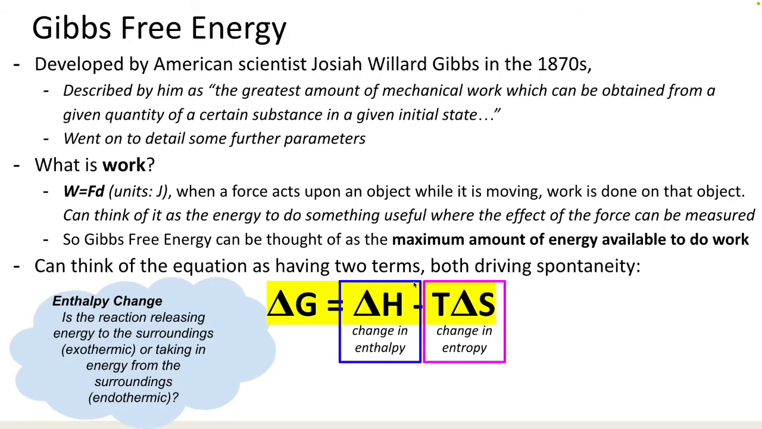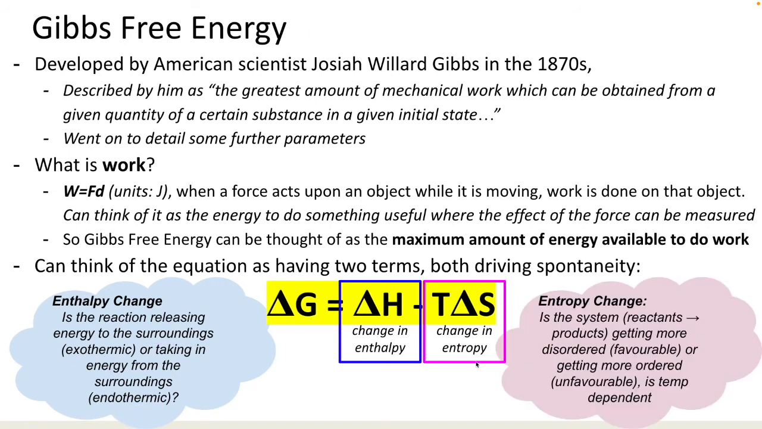So let's have a look here. If we make our Gibbs free energy the subject of the equation again, it's dependent on the enthalpy change. So is the energy being released to the surroundings? Is it exothermic, or is it taking energy in from the surroundings? Is it endothermic? And it's dependent on how the entropy is changing as well. Is the entropy getting more disordered when we look at going from reactants to products, or is it getting more ordered, less disordered? So more disordered favorable, less disordered unfavorable.